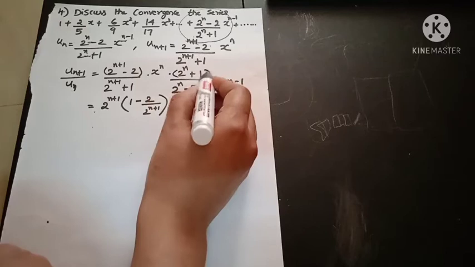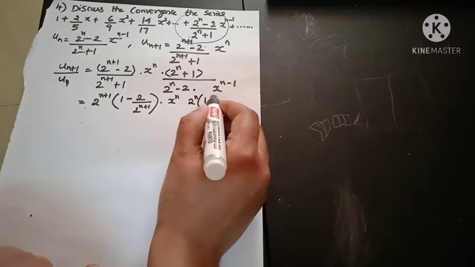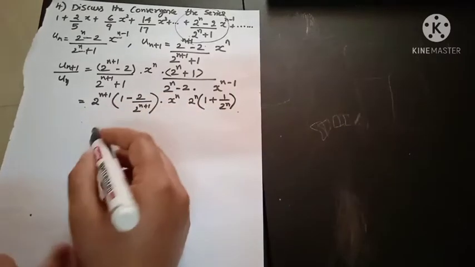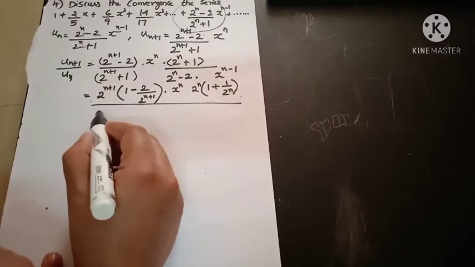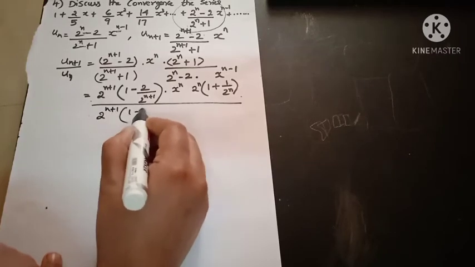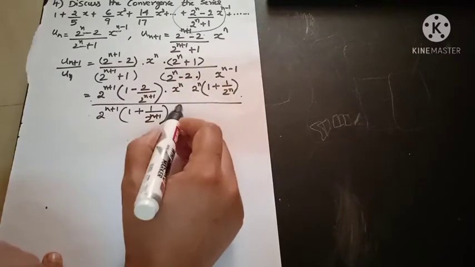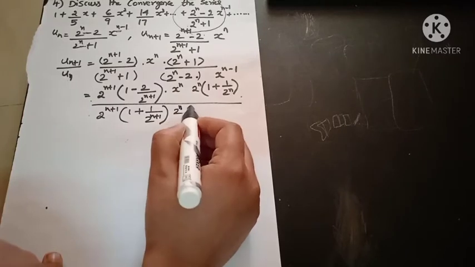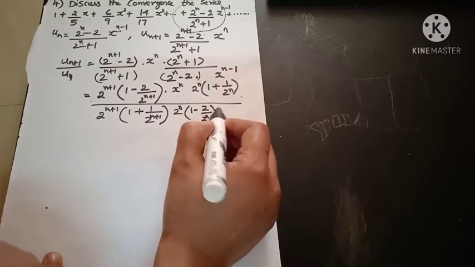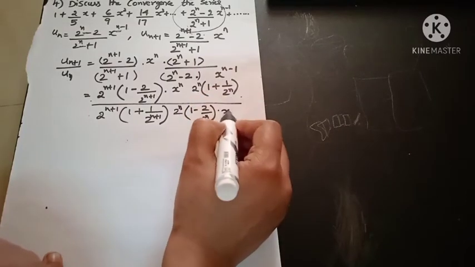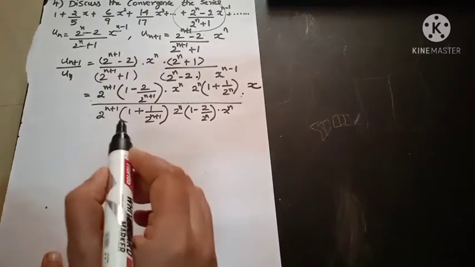In this term also I will take 2 to the power of n outside, 2 to the power of n into 1 plus 1 over 2 to the power of n, divided by, in this term also I will take 2 to the power of n plus 1 outside, 1 plus 1 over 2 to the power of n plus 1, 2 to the power of n outside, 2 to the power of n into 1 minus 2 to the power of n into x to the power of n divided by x goes to the numerator, just like this.